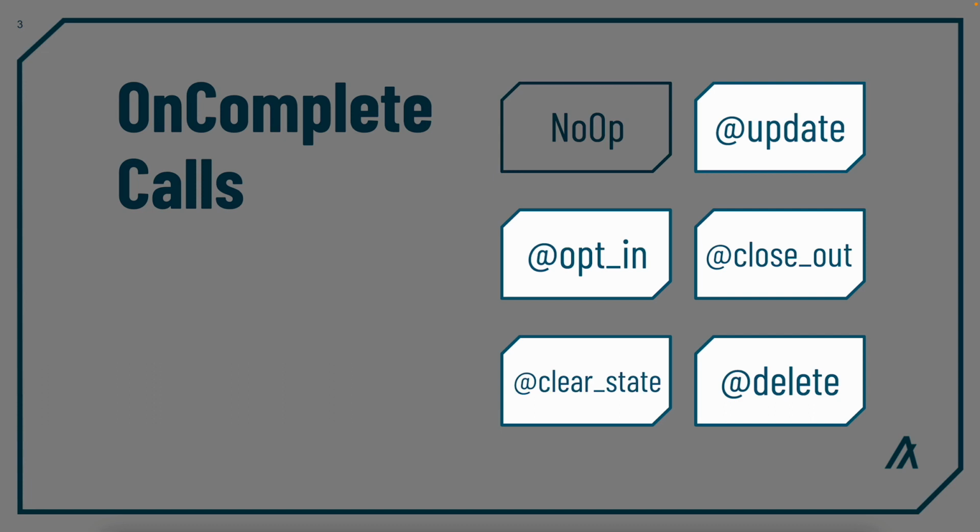For example, an opt-in transaction will opt-in an account to the smart contract and allow the contract to write local state to the account. We also have delete application calls that will delete the smart contract, or update application calls that will update the smart contract. And of course, we have the create application transaction that will deploy the smart contract to the Algorand blockchain.